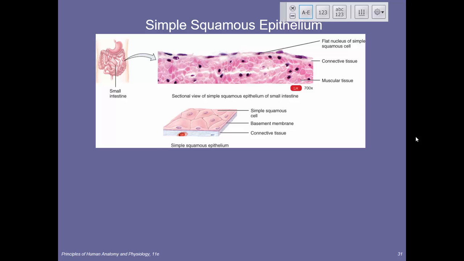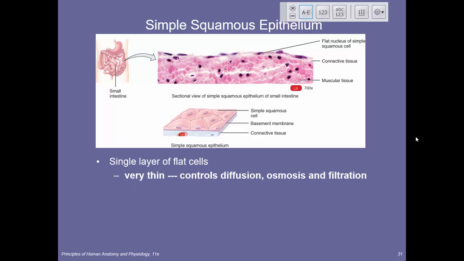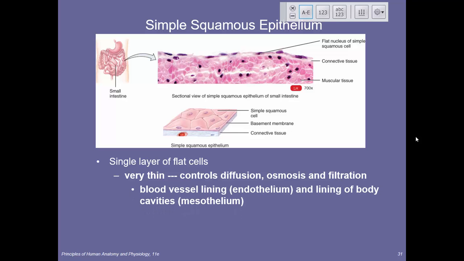Okay? And so this would be epithelial tissue, but then everything else would happen via diffusion because all of the blood vessels are now located in the connective tissue and in the muscle. Okay? So, single layer of flat cells, very thin, controls diffusion. Osmosis is a specific type of diffusion that occurs with water, so it's another form of diffusion. And then, of course, filtration. Blood vessel lining, so the endothelium has this, the lining of body cavities, the mesothelium. But you also see them in the intestines.